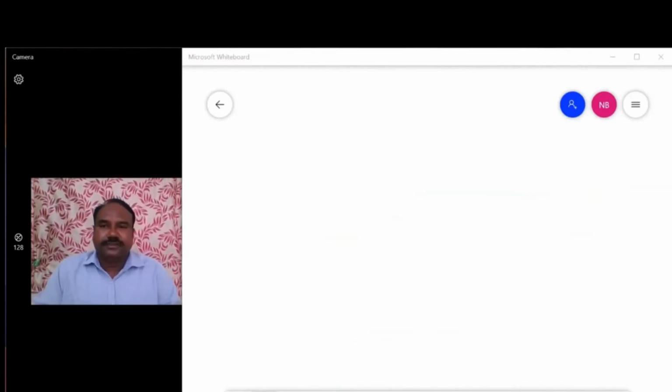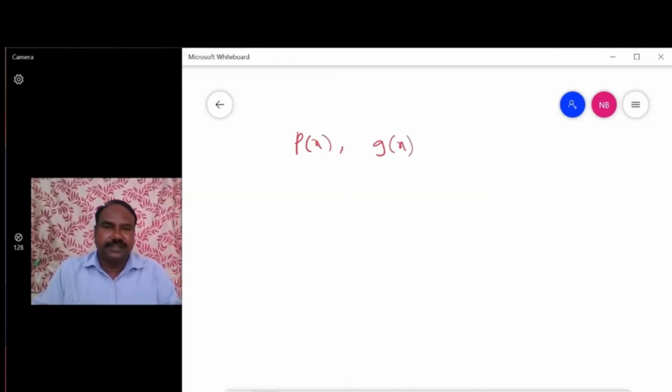Now let us do one more example from your textbook. Before that, I will explain what are the important points you have to consider while writing this p of x as well as this g of x. P of x and g of x both should be in descending order of the degrees of their variables.